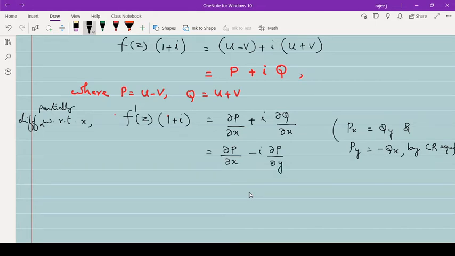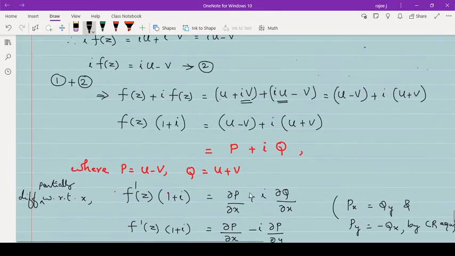So if p is given, f dash z into 1 plus i is this. If p is given, you will be using this. If q is given, what will we do? px will be replaced by qy. Okay, px will be replaced by qy. So dou q by dou y will come. So you just remember this one only.